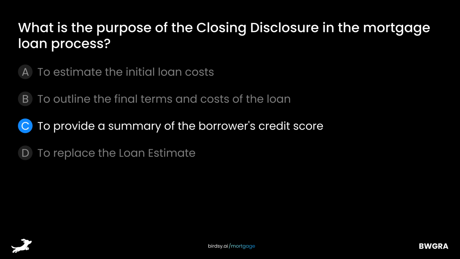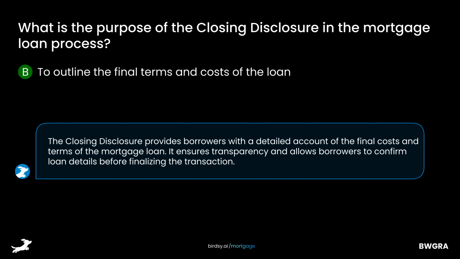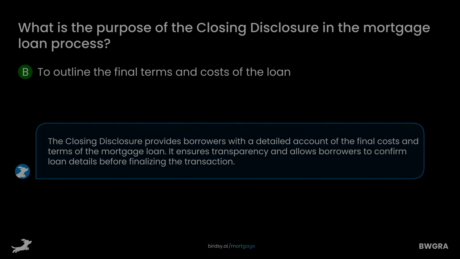C. To provide a summary of the borrower's credit score? Or D. To replace the loan estimate? The answer is B. To outline the final terms and costs of the loan. The closing disclosure provides borrowers with a detailed account of the final costs and terms of the mortgage loan. It ensures transparency and allows borrowers to confirm loan details before finalizing the transaction.